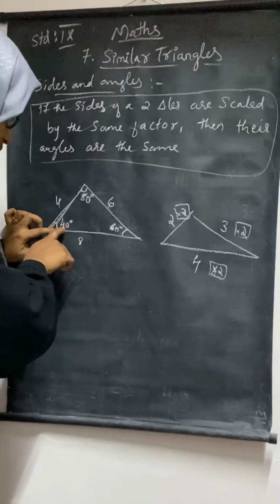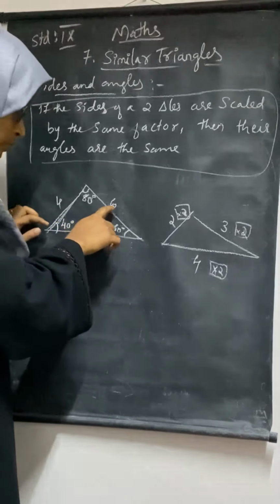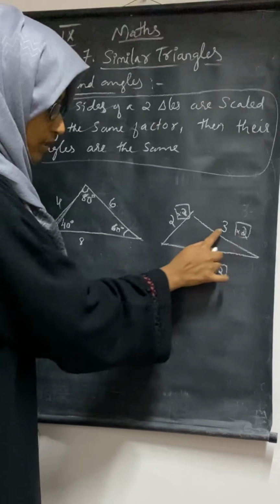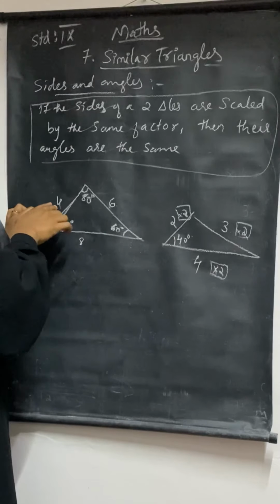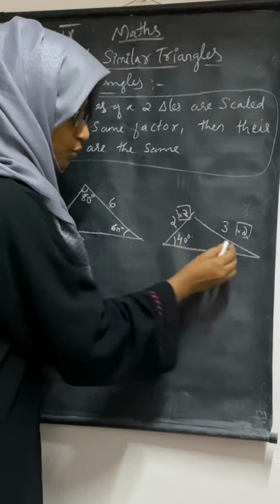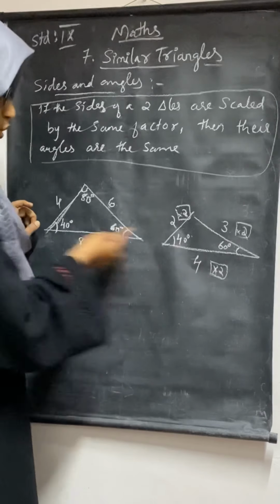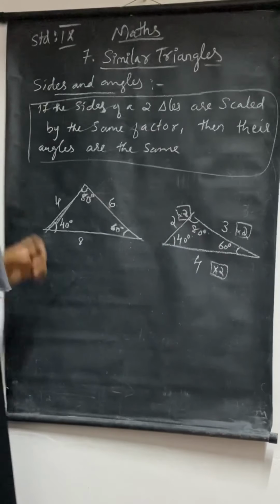For example, you have 40 degrees opposite to the side 6. Where the 6 came from: that is 3 into 2, 6. So the angle opposite will be 40. In the same way, 2 into 2 became 4, so the angle opposite 4 will be 60 degrees automatically. 8 came from 4 into 2, so opposite of that you get 80. That is what I was explaining.